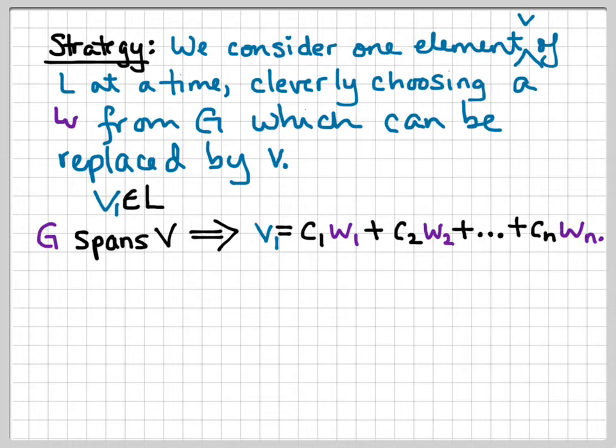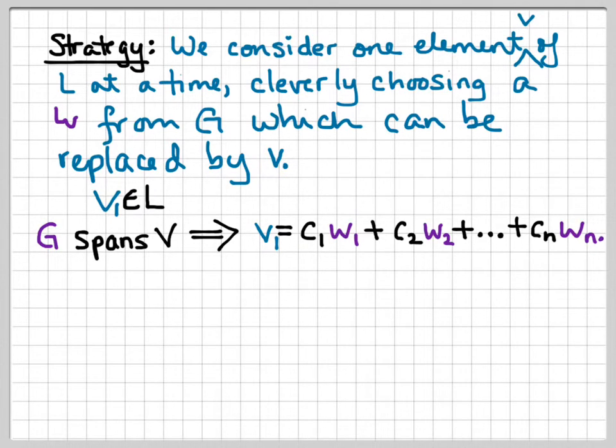Now, could all of those constants be zero? Well, if they were all zero, then V1 would be zero. But L is linearly independent, so V1 can't be zero, which means those constants can't all be zero. So at least one of them has to be non-zero. Now, it could be C1 is not zero, C2 is not zero, I don't know. One of them is not zero.